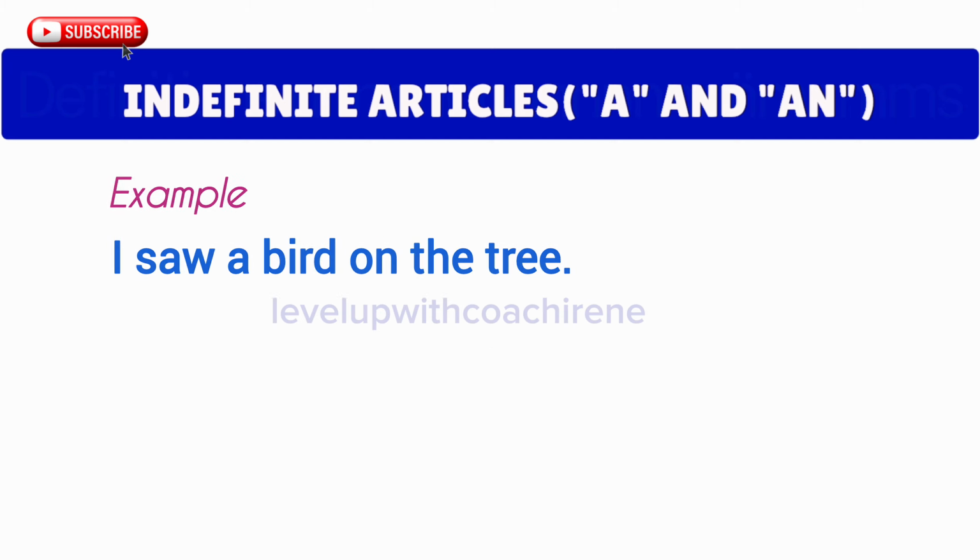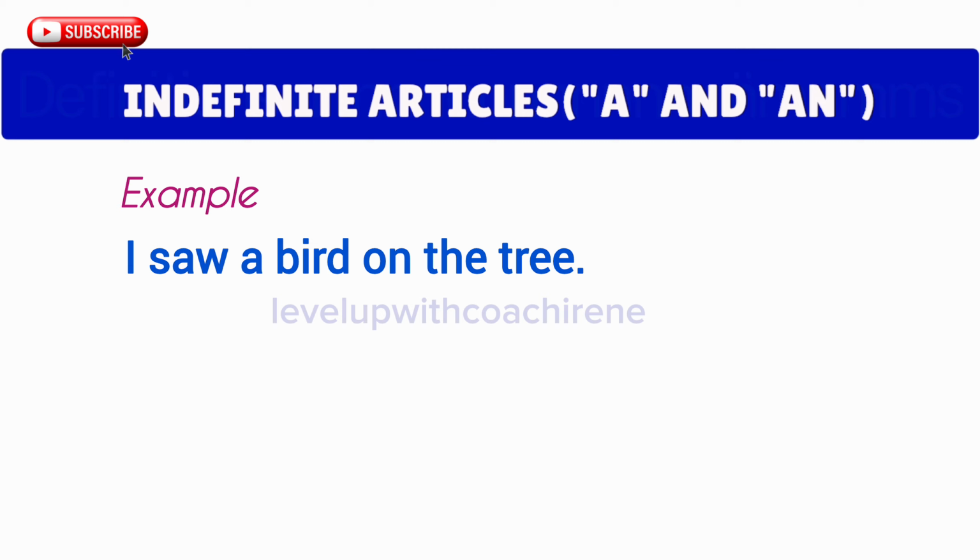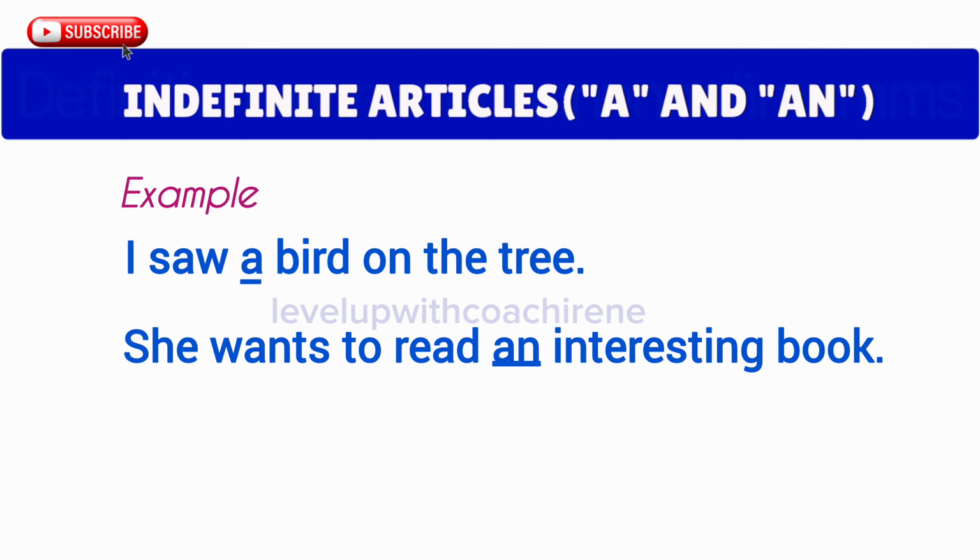For example, I saw a bird on the tree. In this sentence, a shows not a specific bird. Another example would be, she wants to read an interesting book. In this sentence, an shows not a specific book.